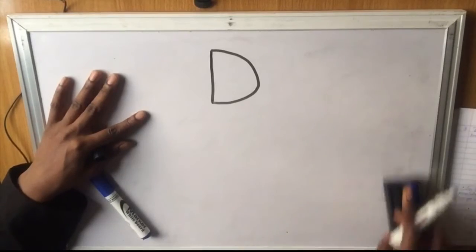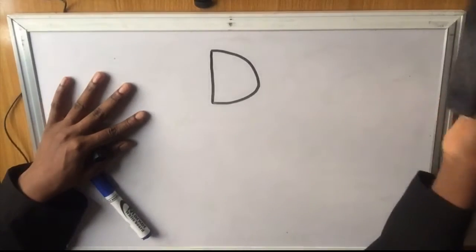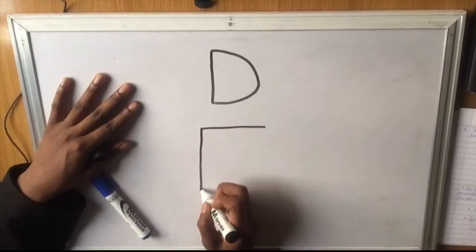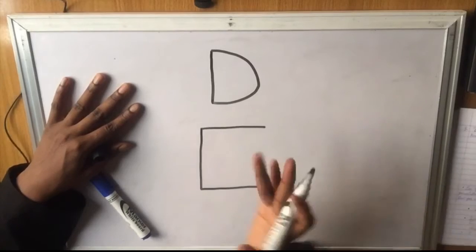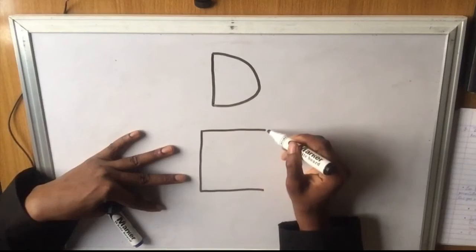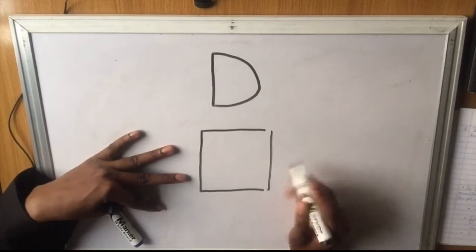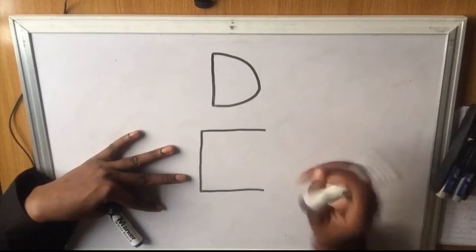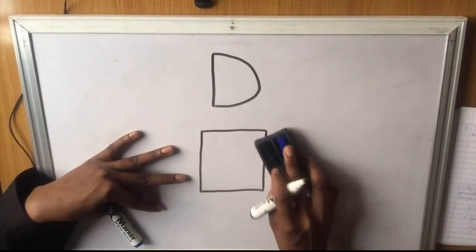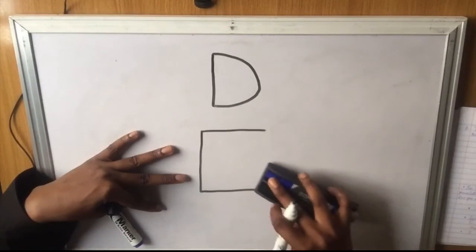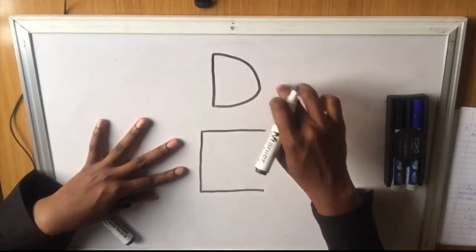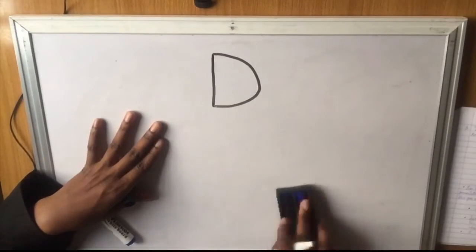Here's a tip for you guys to remember what this D character looks like. If you look at it again, you would notice it looks like a square without a right line, like this line on the right. This line on the right is missing.